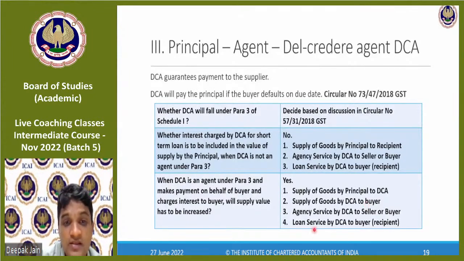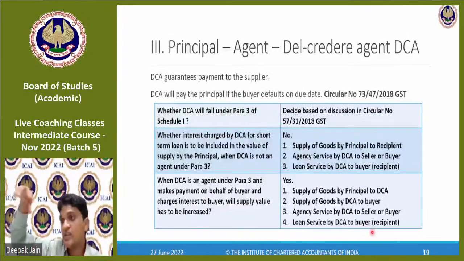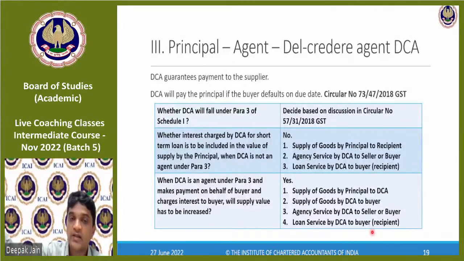Okay, so supply of goods by the del credere agent to the buyer, agency service by the del credere agent to the seller or buyer, and loan service is by the del credere agent to the buyer. So he is acting completely as a principal instead of an agent. He is agreeing that I will pay you, not the customer. When he is agreeing to pay me on behalf of the buyer, I am trusting him. So then the value has to be included. So it means whatever interest I charge for the extra thing has to be included in my supply.